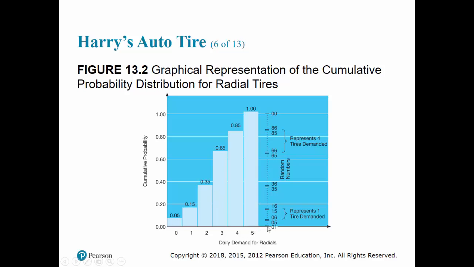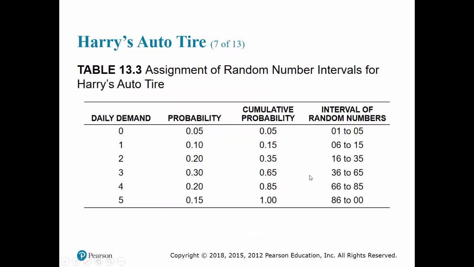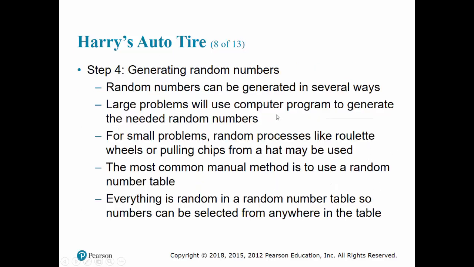So you're going from 01 through 00. That's your cumulative probability. If the number happens to be in this range, it'll represent 1. This range, 2, 3, 4, 5. So that's what this is. We start with estimating probability using relative frequency, then computing cumulative probability, then assigning ranges for random numbers, and then we generate random numbers.